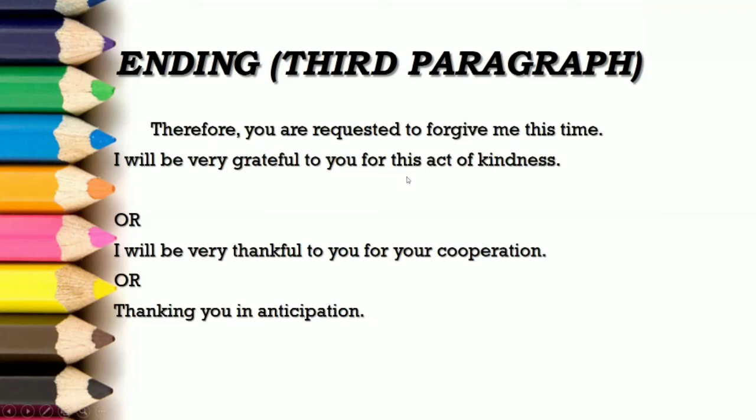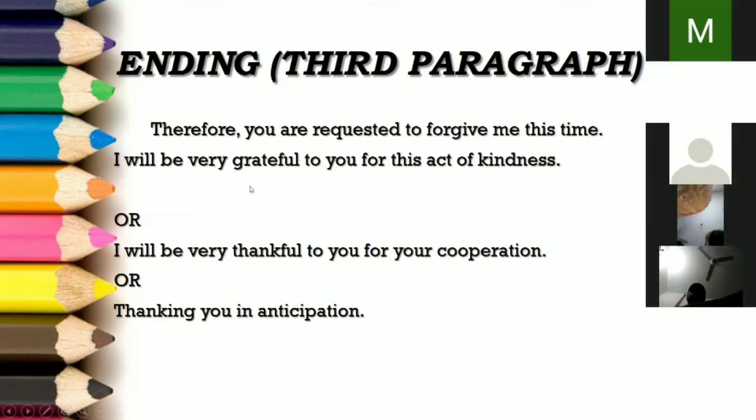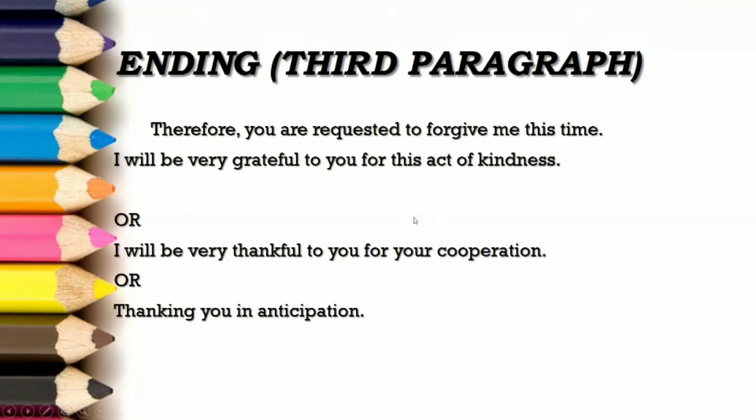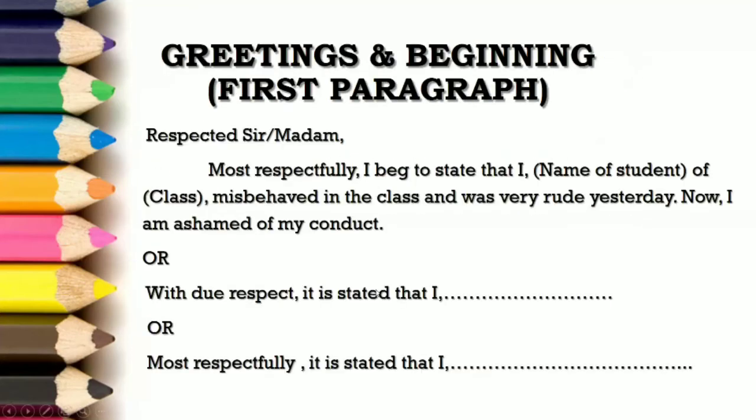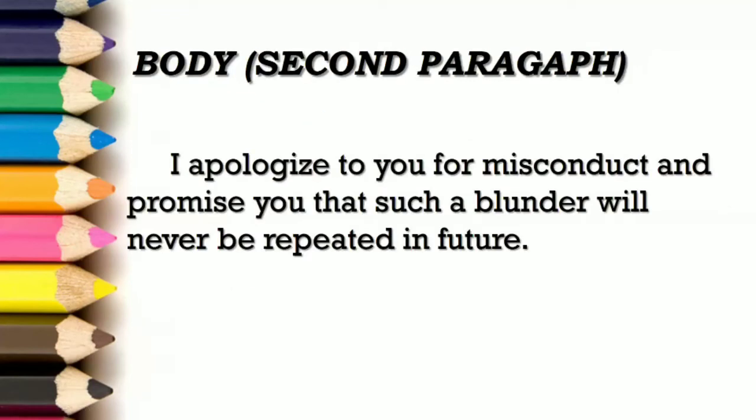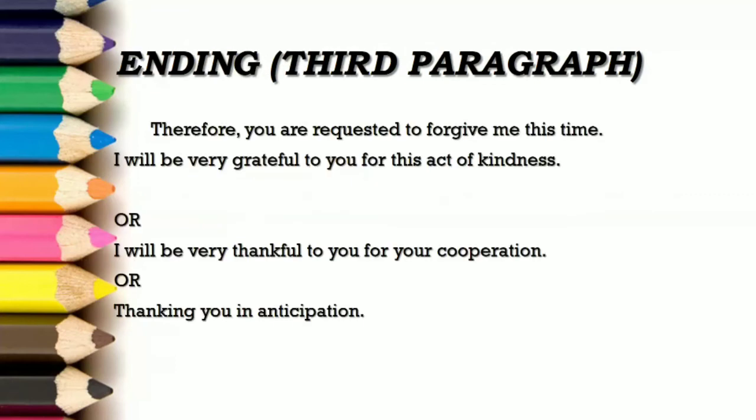Therefore, you are requested to forgive me this time. I will be very grateful to you for this act of kindness. Or you can also write, I will be very thankful to you for your cooperation, or thanking you in anticipation. It's your choice. So there are three paragraphs in the application. The first one is the greetings in the beginning. The second one is the body. And the third one is the ending paragraph.